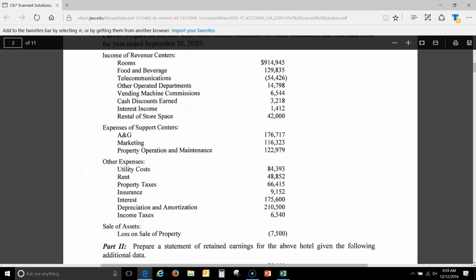Good. Income before fixed charges, and we simply add up this grouping here, subtract it from the revenues above. But you say under utility is income before fixed charges? Or, the utility costs are before the income before fixed charges. Okay. Yeah. Look at your book.